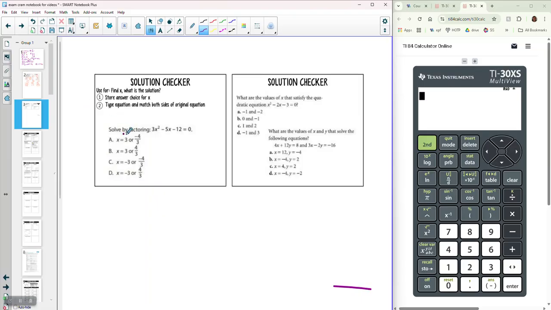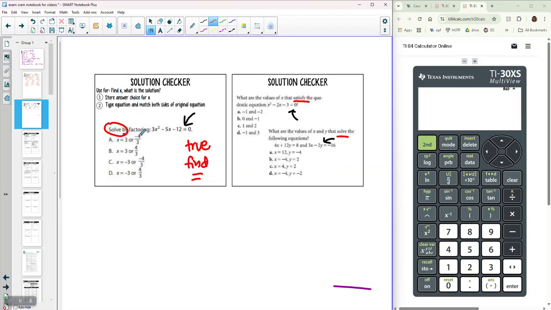So the solution checker, we're going to use when we see an equal sign. So I see an equal sign here, I see an equal sign here, I see an equal sign here. The vocabulary can be very different. So it might say solve. It might say what are the values that satisfy the equation. Here's another solve. What makes the equation true? Sometimes it says find. But the most important part is that we've got an equal sign.